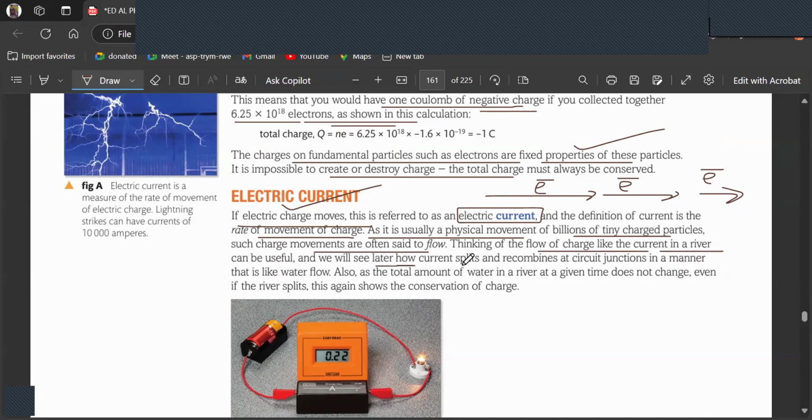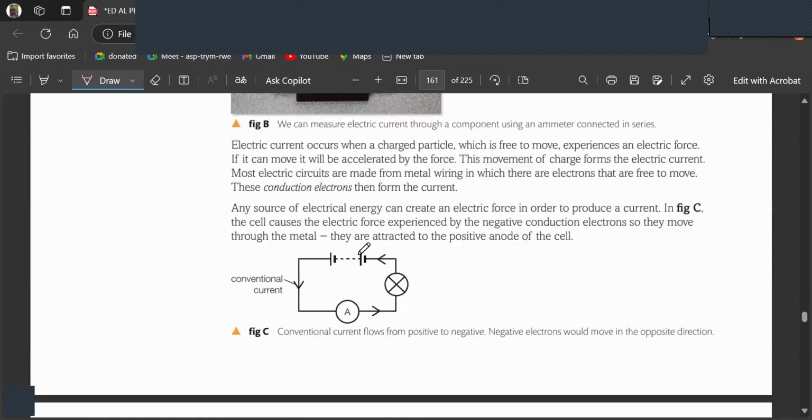And we will see how current splits and recombines at circuit junctions in a manner that is like water flow. Also, the total amount of water in a river at a given time does not change, even if the river splits. This again shows the conservation of charge. Electric current occurs when a charged particle which is free to move experiences an electric force. If it can move, it will be accelerated by the force, and this movement of charge forms the electric current.